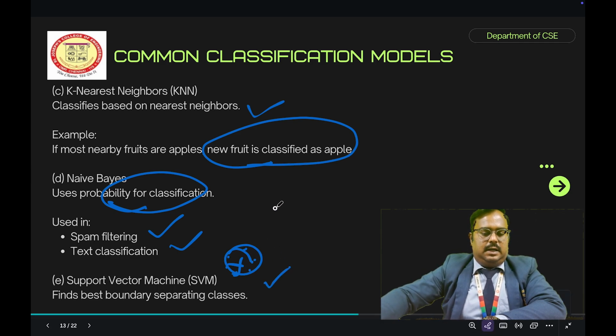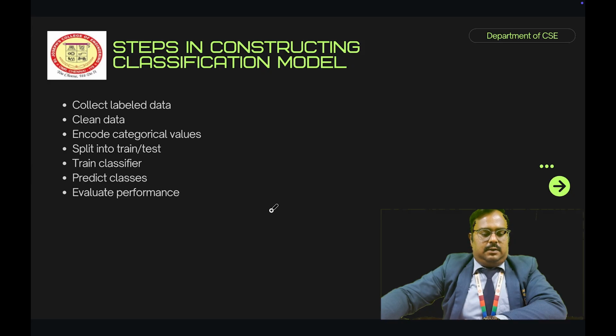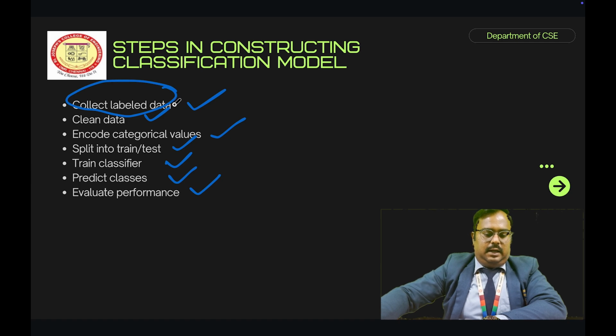So next, steps in constructing a classification model. First one is collect labeled data, clean data, encode categorical values, split into train and test, train classifier, predict classes and evaluate performance. Collect labeled data means we have to collect the labeled data. After collecting the labeled data, we have to do the cleaning process, that is, clean the data. In cleaning data, various methods or techniques are available. Based on the techniques, we clean the data so that we can use it as input for the model.